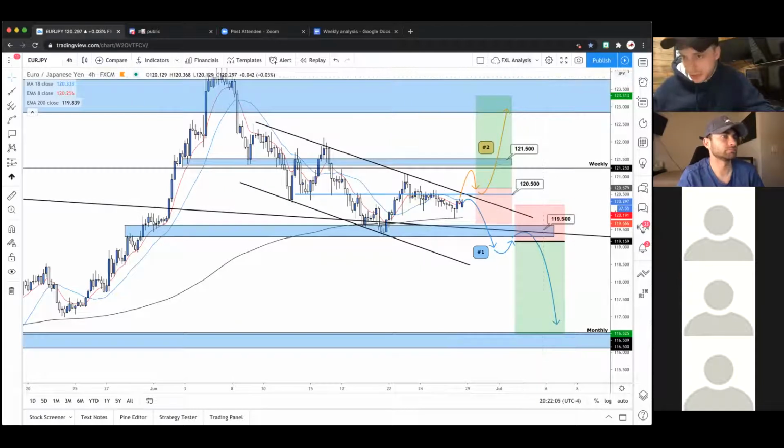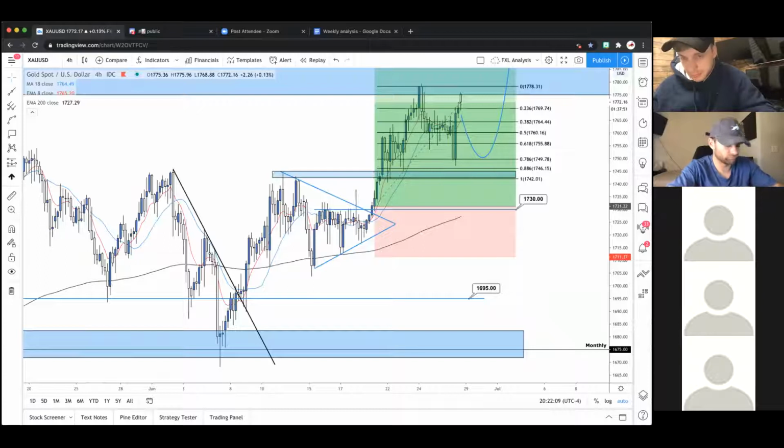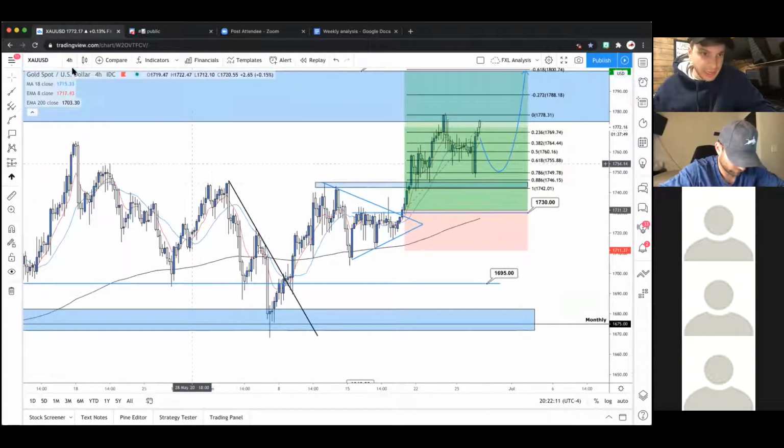Excuse me. So let's move ahead to our next and final pair, which is, of course, gold. It's a fan favorite. All right, let's jump up to the daily.